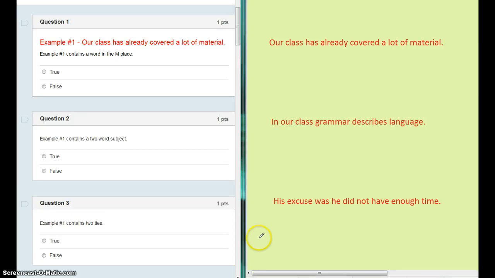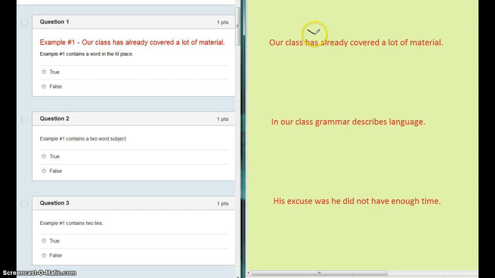Welcome to Quiz 4, and we'll take a look at the answers for this quiz now. Our class has already covered a lot of materials. That's our first example sentence. So before we answer any questions, let's analyze the sentence.